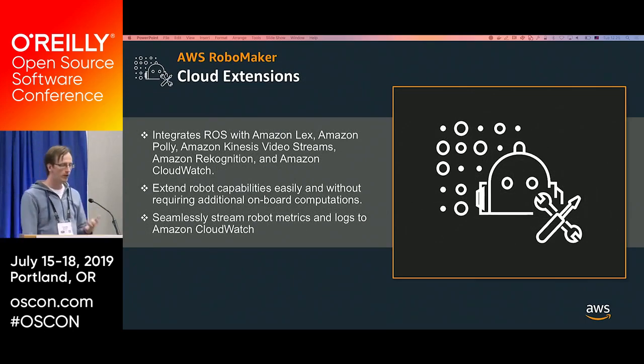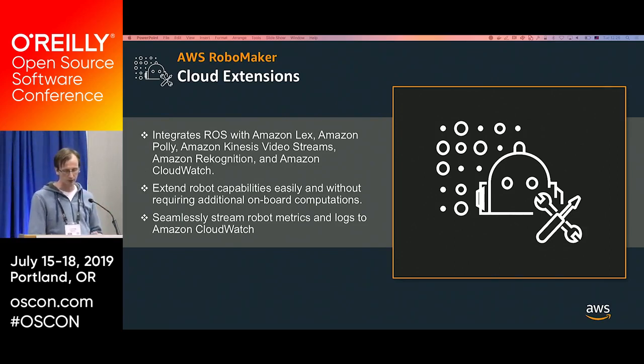Another area of investment for us are cloud extensions. Building robots is very hard and very capital intensive, and we are trying to lower the barrier to use AWS in your robot application by building open source ROS nodes which can be used to integrate with AWS services. You can see the list there.